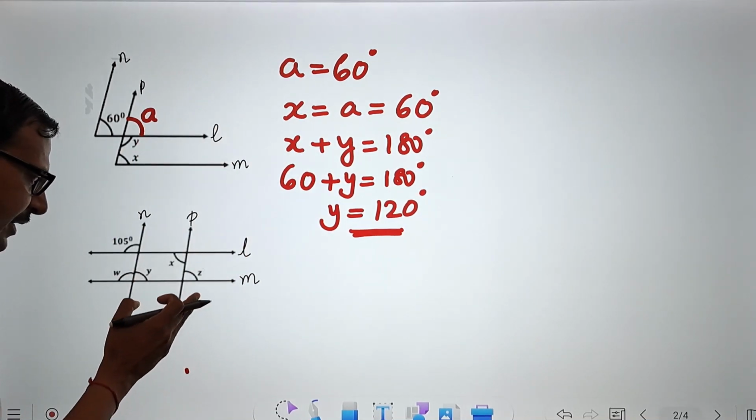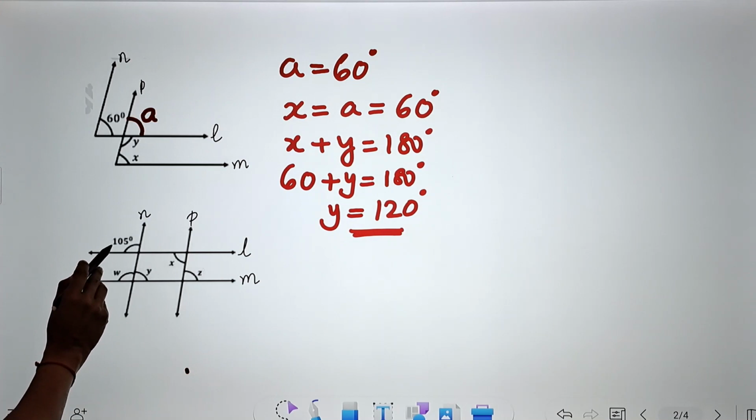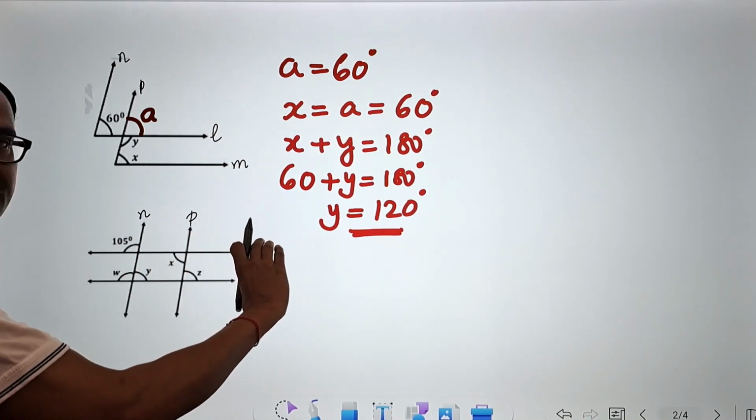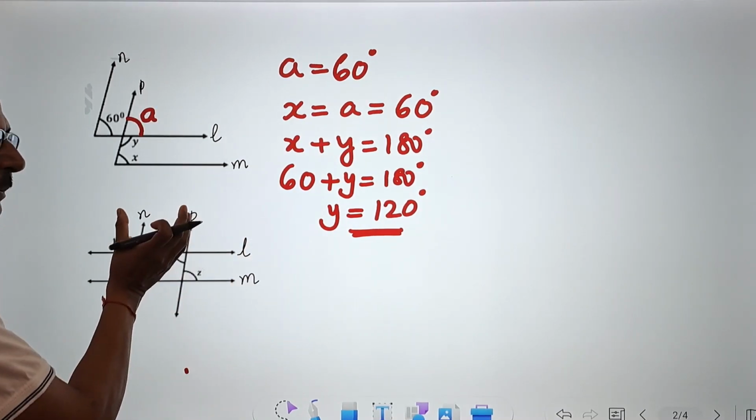Let's see another question here. We have one known angle and four unknown angles. So a pair of parallel lines is already given. L and M are parallel, N and P are parallel.